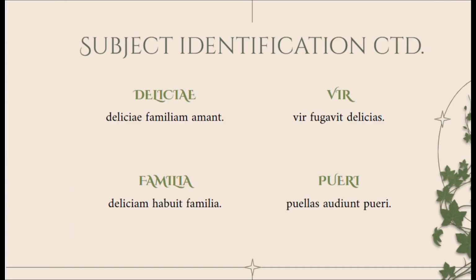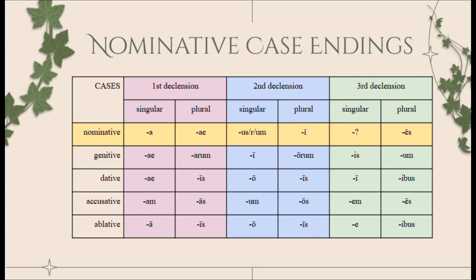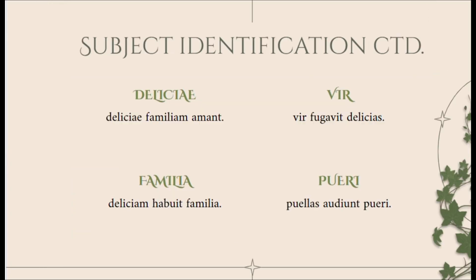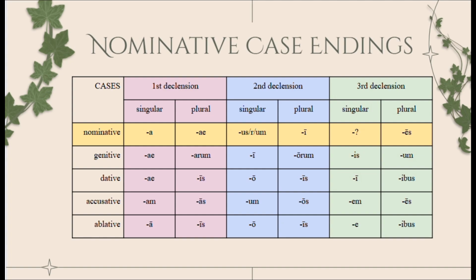Then we have deliciam and familia. Okay, let's look back at our charts. Am is not a nominative ending, but a is a singular nominative first declension ending. So familia is our subject. And then finally, we have puellas and pueri as our two nouns in that sentence. We know pueri is our subject because if we look at this chart, puellas, as, is not a nominative ending, but pueri, i, is the plural second declension nominative ending.